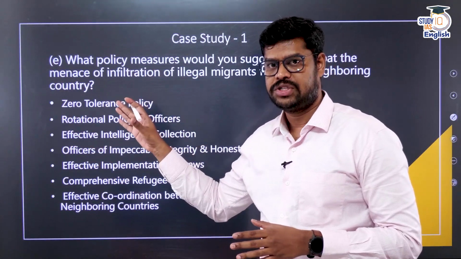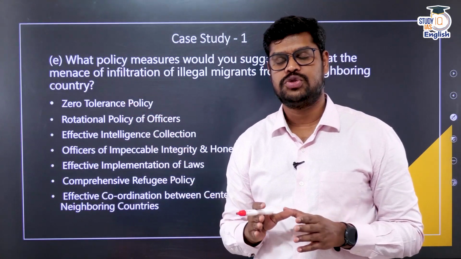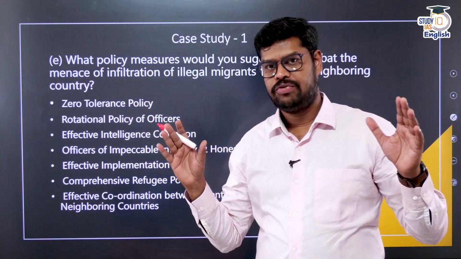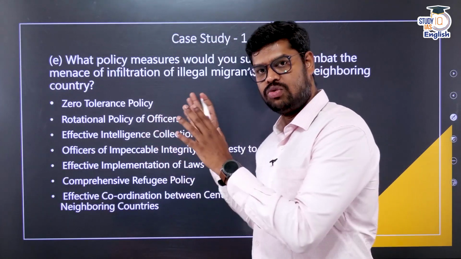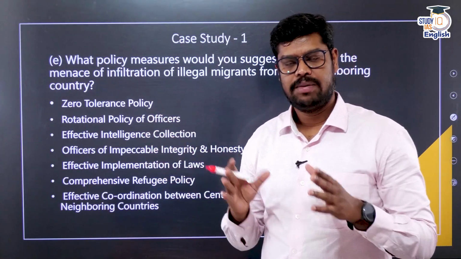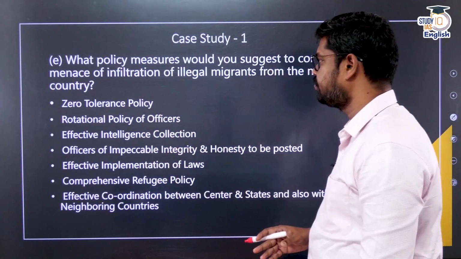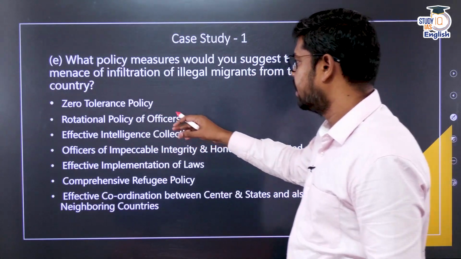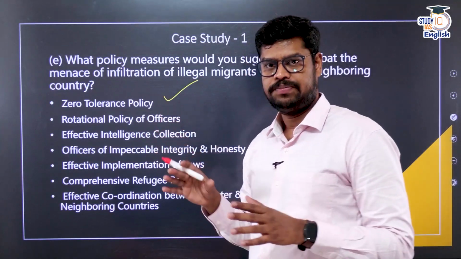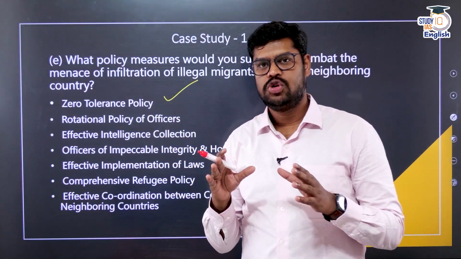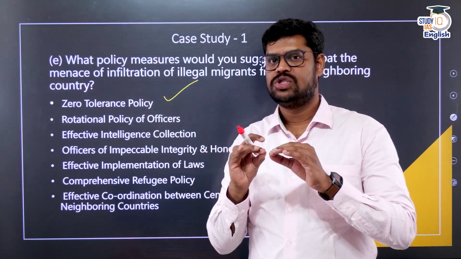Infiltration and illegal migration is one of the major issues. So you should also be aware of such issues, and that general knowledge can help you write better suggestions for them. First of all, we can say that there should be a zero tolerance policy. Zero tolerance policy means that there is no scope for error.